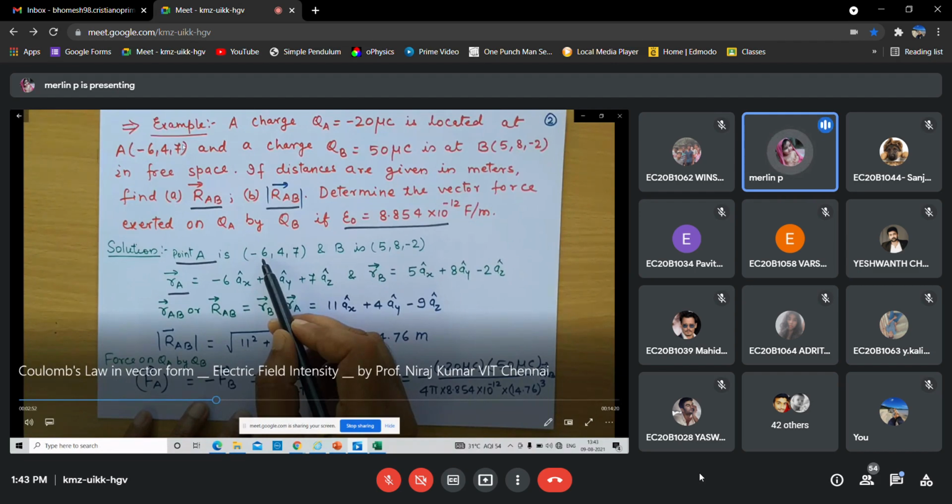If we have three points in brackets, that is a 3 coordinate system, that is x, y and z. First one is x, second one is y and the third one is z. Suppose if they have given minus 6 comma 4 alone, that is 2 coordinate, x comma y only. They have given the exact point where the charge Qa is present, and then another charge Qb of 50 microcoulomb is placed at the point B, which is 5 comma 8 comma minus 2. At this point this Qb is there.